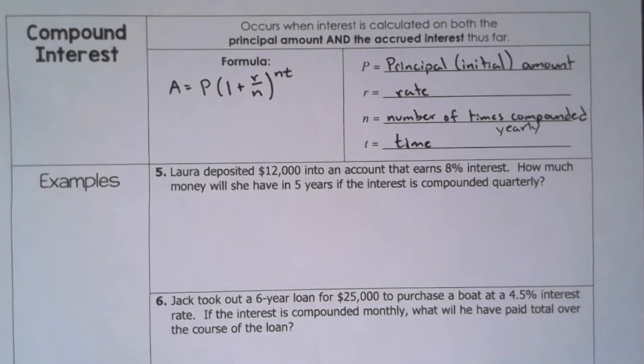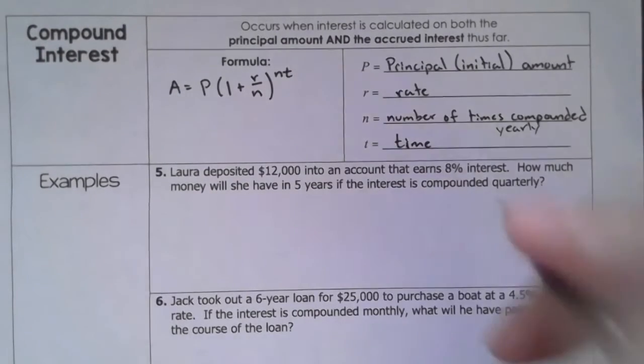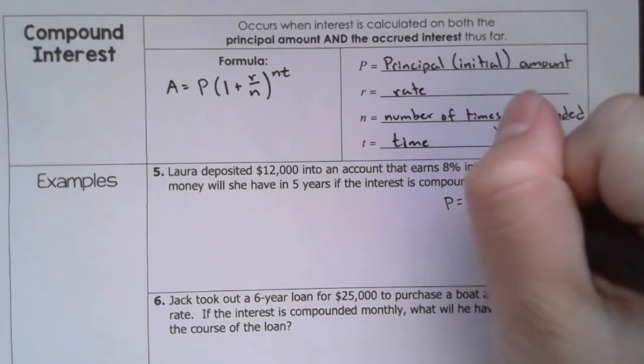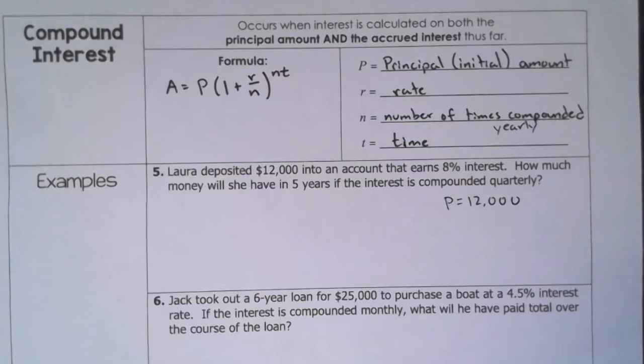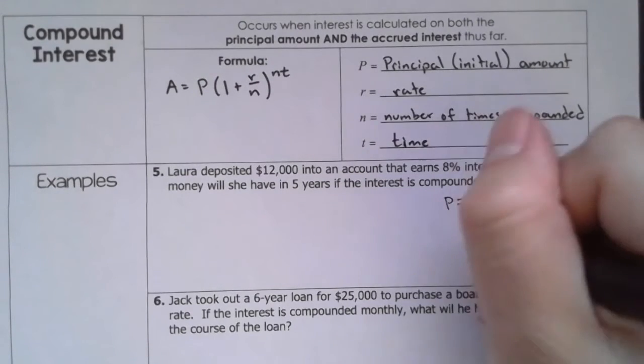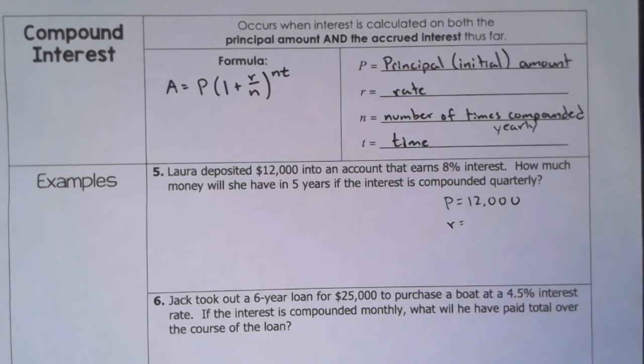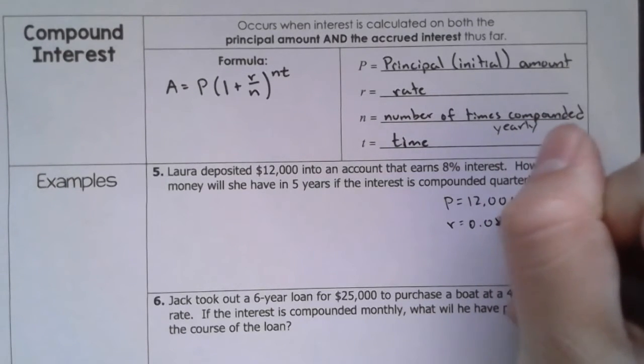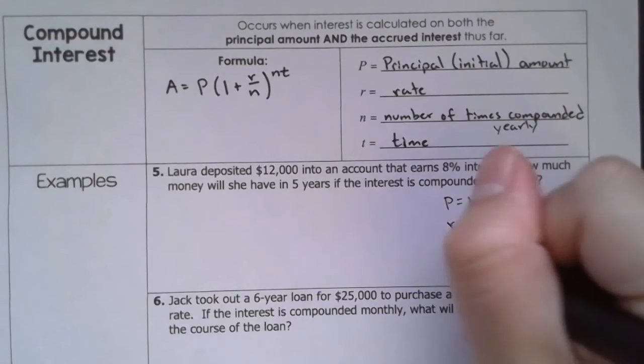So Laura has deposited $12,000 into an account that earns 8% interest. How much money will she have in 5 years if the interest is compounded quarterly? So the initial amount, or the principal amount, is 12,000. Okay, the rate is 8%, so 0.08. T is 5 years.